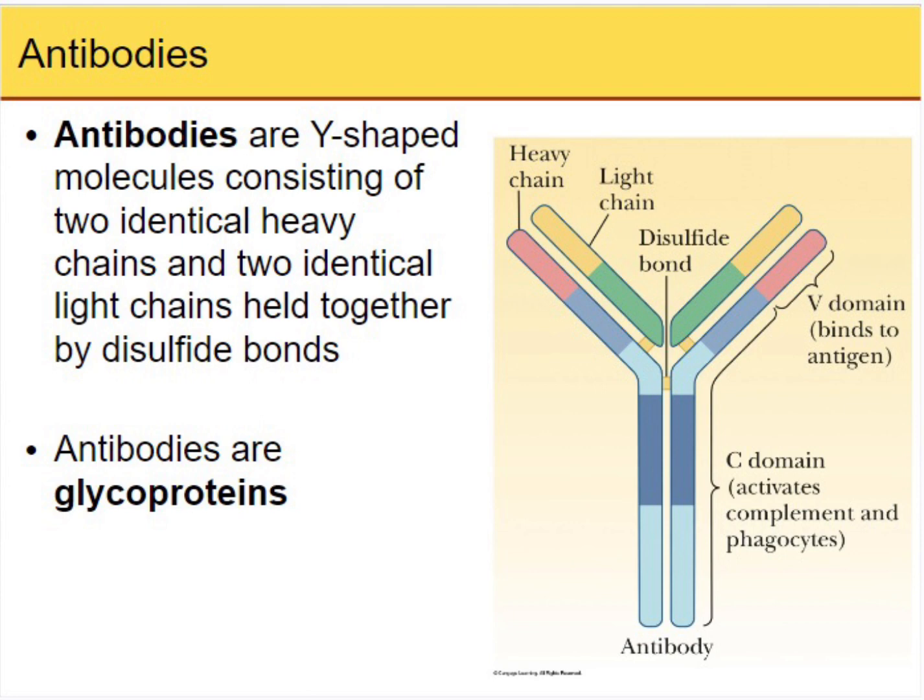Antibodies. Antibodies are Y-shaped molecules consisting of two identical heavy chains and two identical light chains held together by disulfide bonds. Antibodies are glycoproteins. Heavy chains, light chains, disulfide bond. The V domain binds to the antigen. The C domain activates complement and phagocytes.